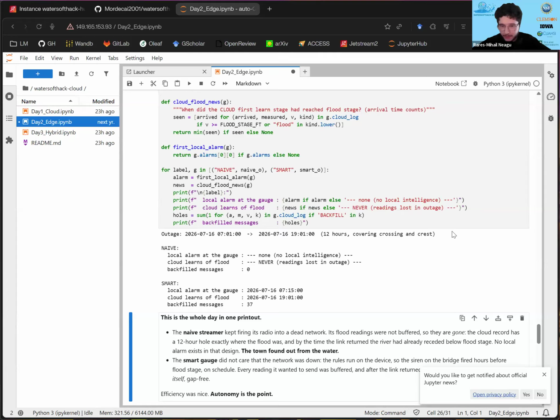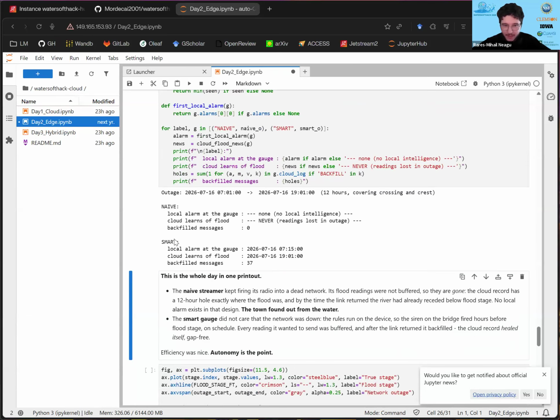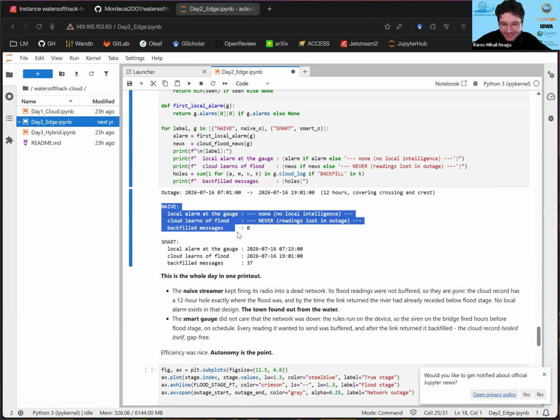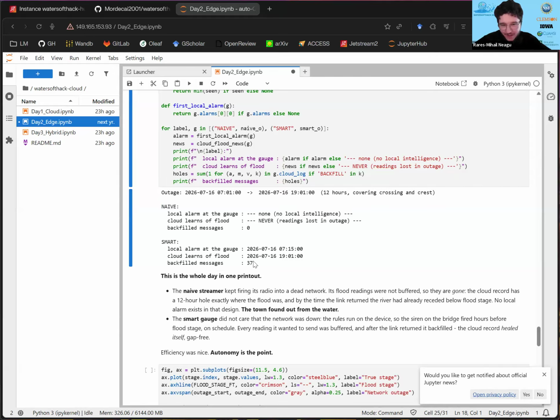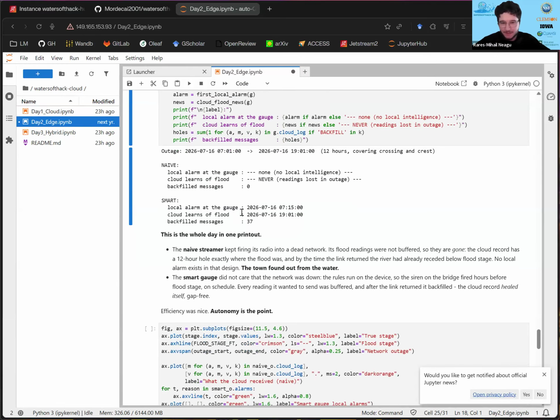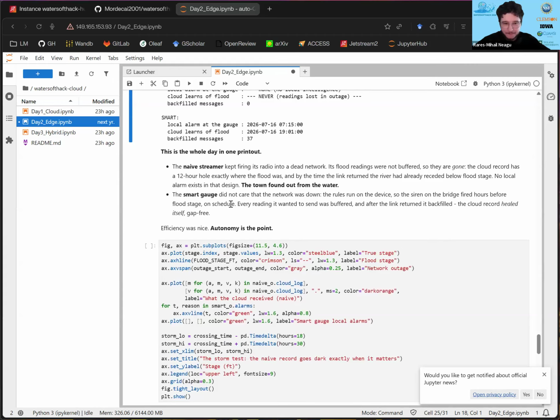Okay. So again, the outage was around 12 hours. Look at this. The naive one never made it. But because the smart one was able to fire the siren early, even when the network was down, it returned the backfill and it buffered every reading, basically. So the cloud record was gap free. Yeah, this is very important, and it showcases smart gauge design.